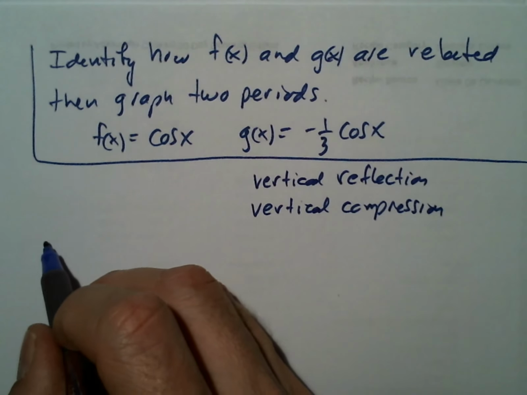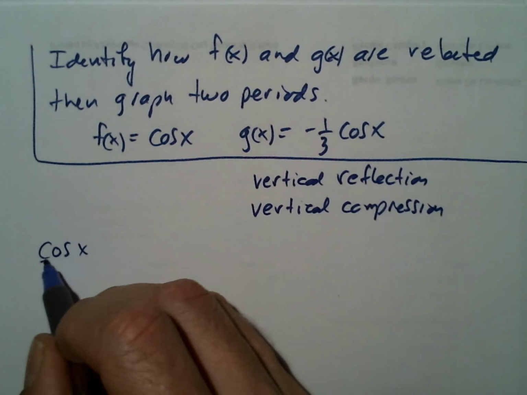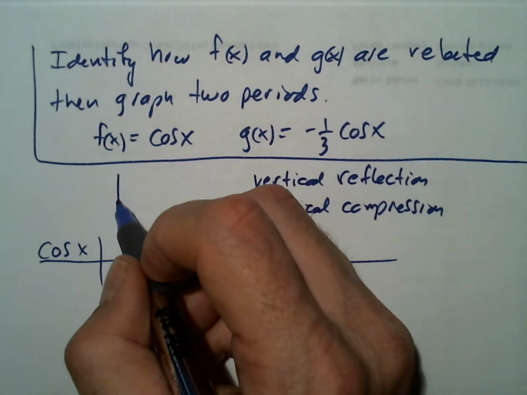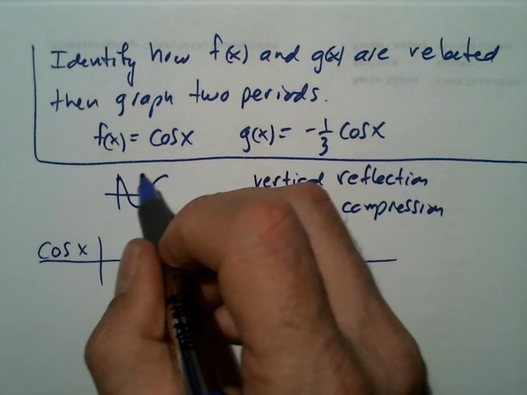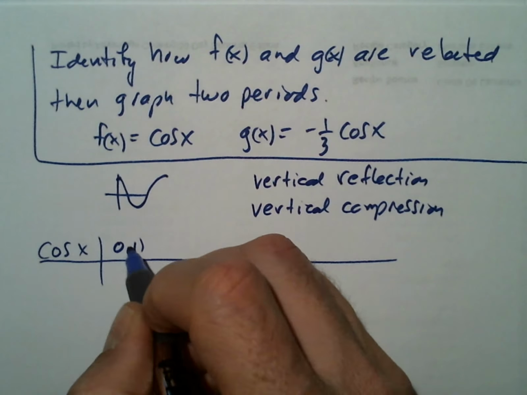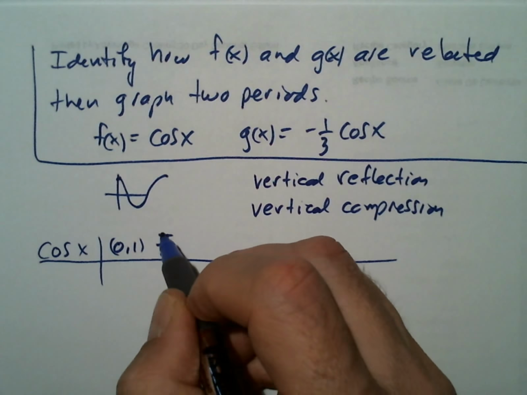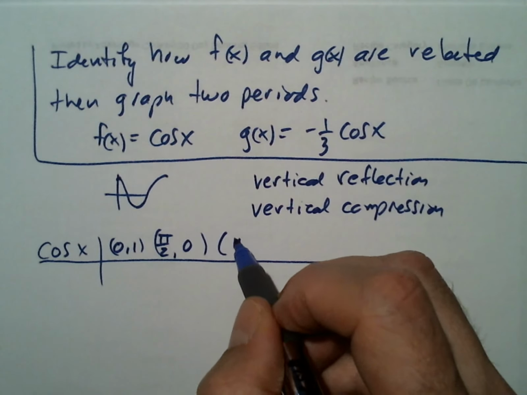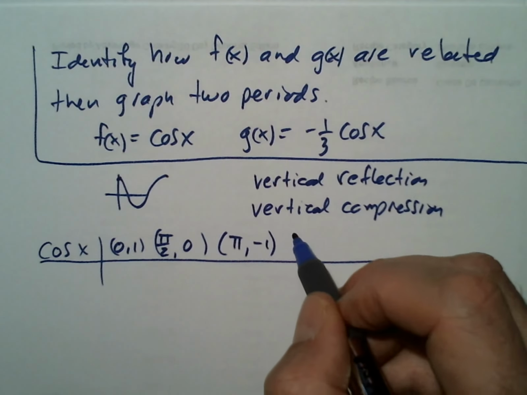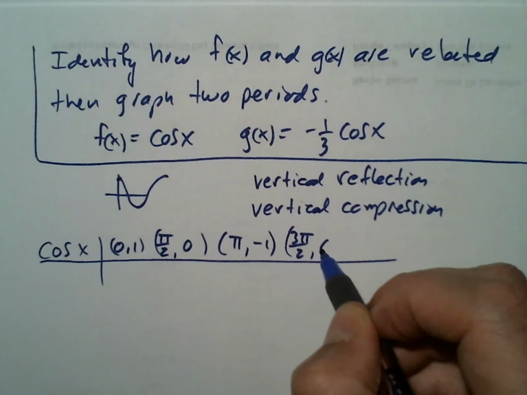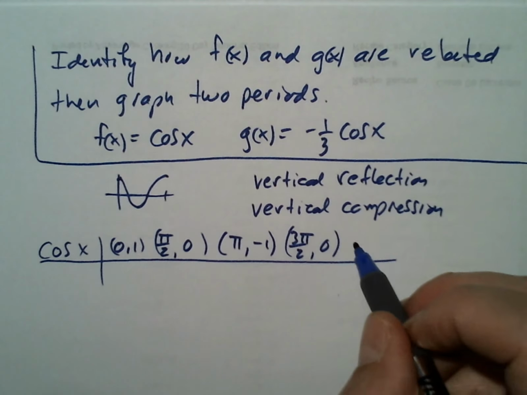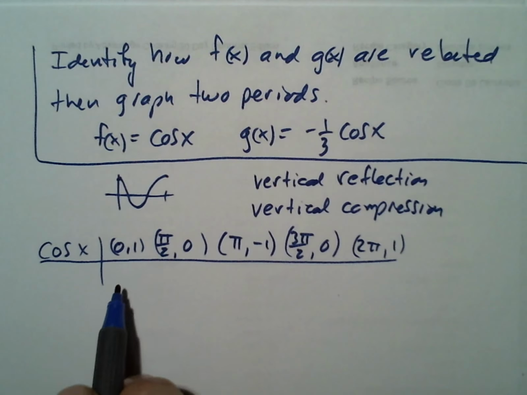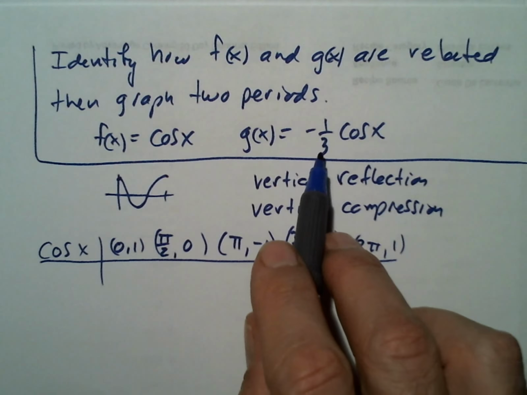Let's look at the points that we memorized for cosine. Cosine starts high and then it goes low, so that's 0, 1. Then we'll go to pi over 2, 0. Then we go to pi, -1, 3 pi over 2, 0, and 2 pi back up to 1. Then we can just change the x or the y based on whatever the transformation is.